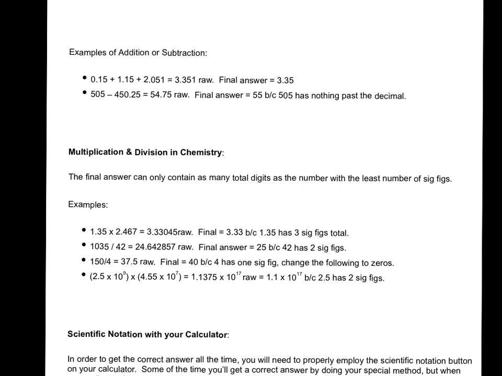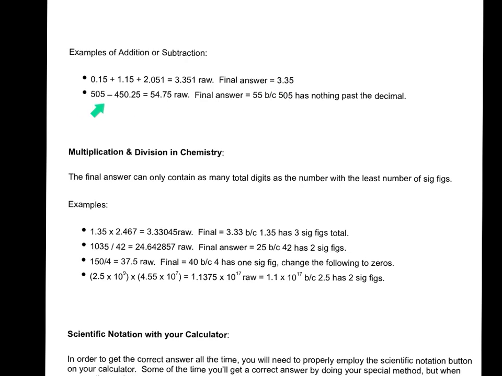Here are some other examples of addition or subtraction. So if you had 0.15, 1.15, 2.051, your raw number would be 3.351. You look at the number with the least places past the decimal, not that one, not that one. Well, it could be this one or this one. They both go 2 places past the decimal, so your final answer can have only 2 places past the decimal, which means it'll be the 3 and the 5. You look at the 1. Does that 1 do anything with the 5? No. So your final answer is 3.35.